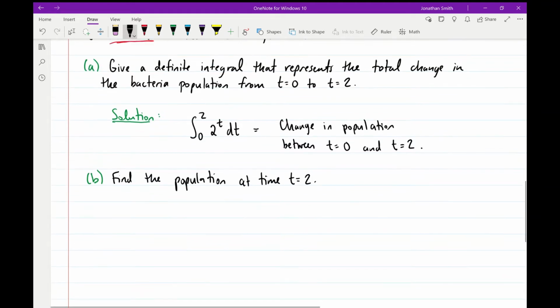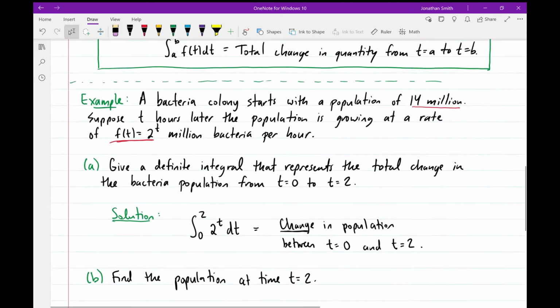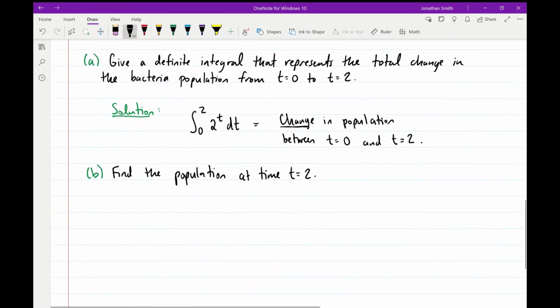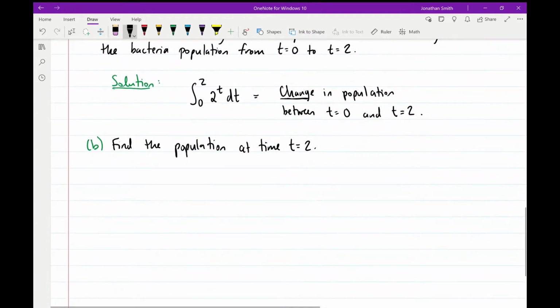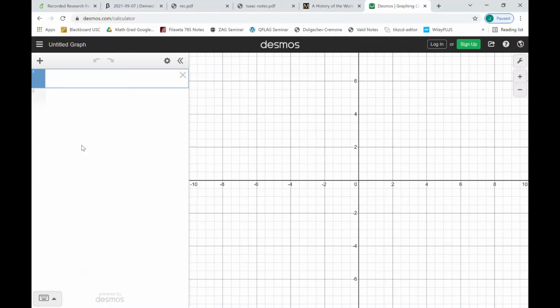So remember, this definite integral from 0 to 2 is only telling us the change in the population. It's not actually saying anything about what the population is, but we can use the change in the population and this initial population, the fact that we're starting with 14 million bacteria, to figure out what the population is at time equals 2. So first off, we're going to take this integral from part A and plug it into a calculator. Now that I'm in Desmos, I'm going to type in this definite integral. We have the integral from 0 to 2 of the function 2 to the t dt, and Desmos tells us that this is about 4.328.